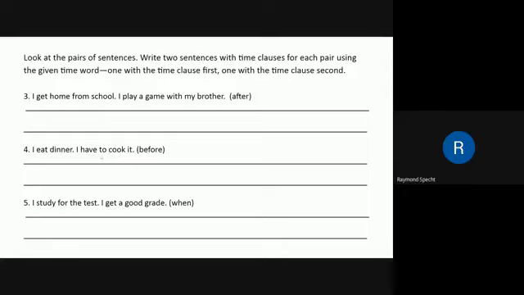All right. So I have to, let's see. So we can either start with the time clause or we can put the time clause second. So we'll start with the time clause. Before I eat dinner, comma, I have to cook it.